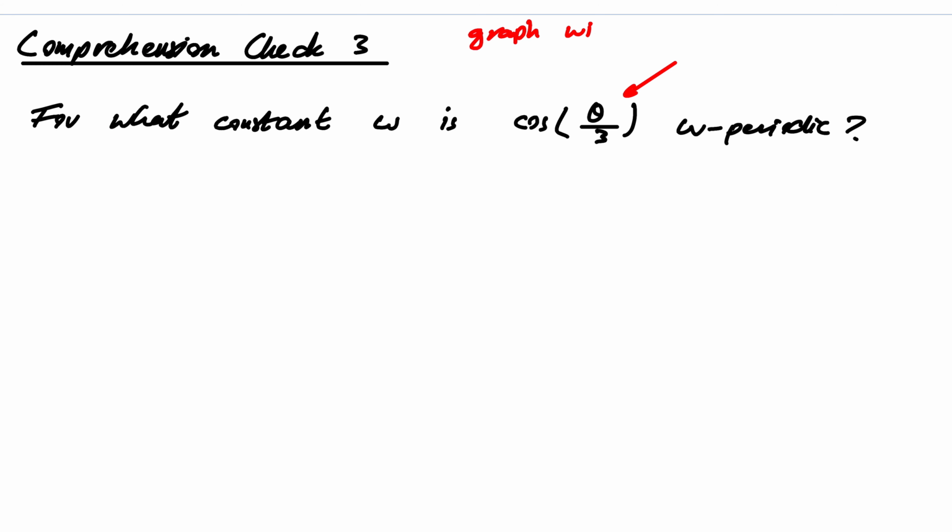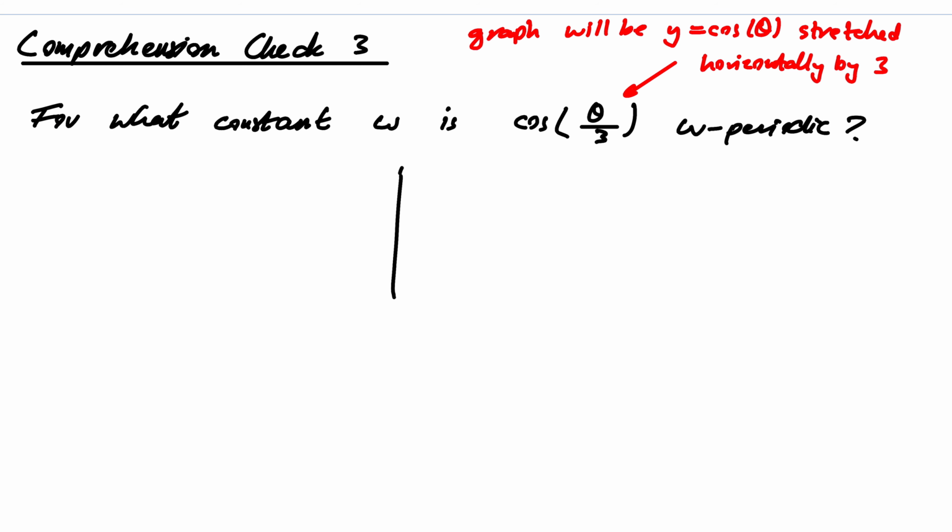will be the graph y is equal to cos of theta stretched out from the y-axis horizontally by a factor 3. So stretched horizontally by a factor 3.